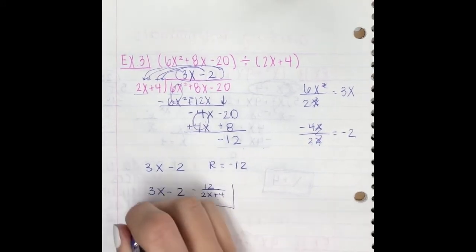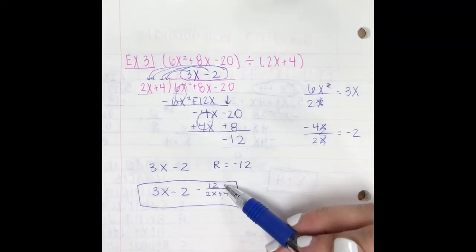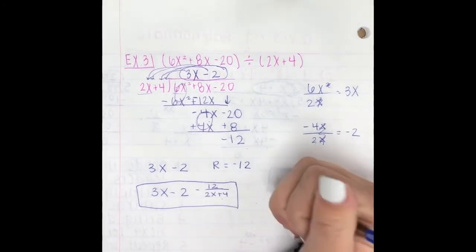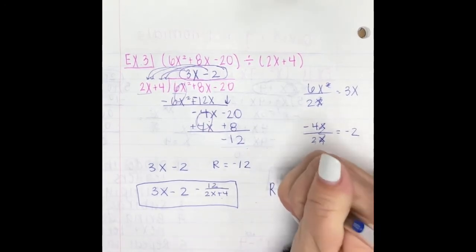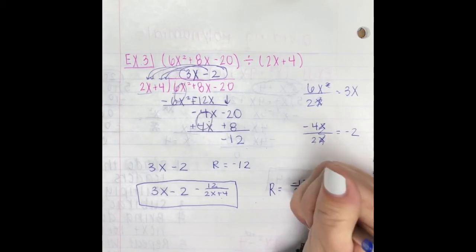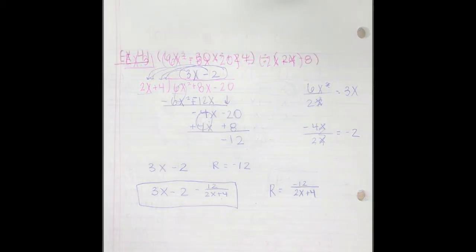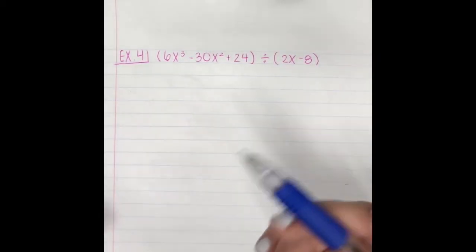And this would be your answer, okay? So you may have some questions that say, what is the remainder? Your remainder is negative 12, or you could see it written as your remainder is negative 12 over what you were dividing by. Okay, our next example.